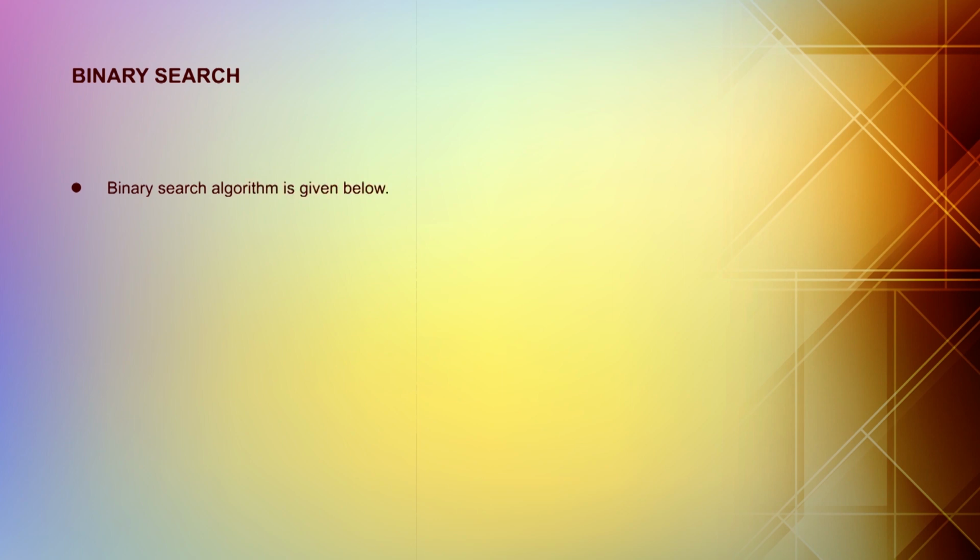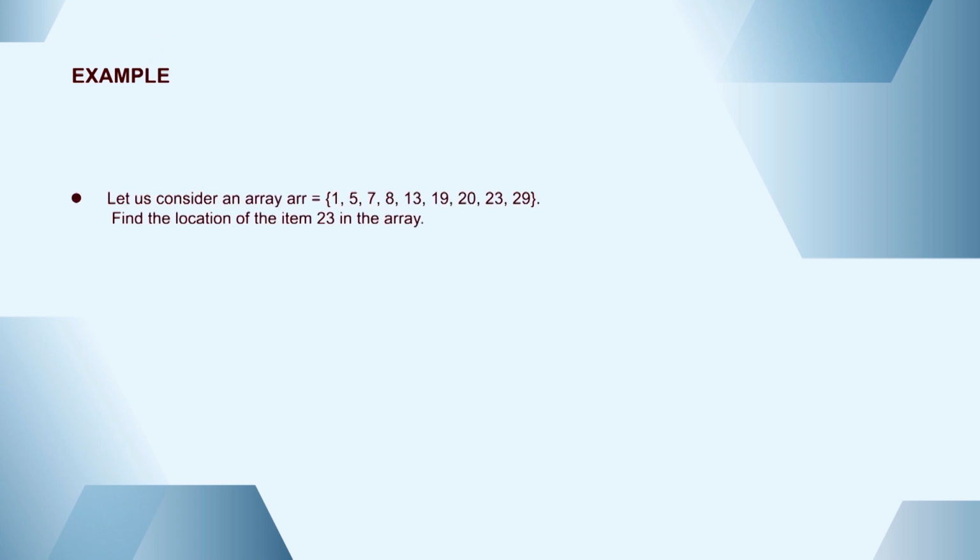Let's see how we check that. We can understand the binary search algorithm with an example. Let us consider an array with the elements 1, 5, 7, 8, 13, 19, 20, 23, 29. Find the location of the item 23 in the array. These values are stored in continuous addresses: 1 in the first address, 5 in the next, 7 in the next. The lower bound address contains the value 1 and the upper bound address contains the value 29.